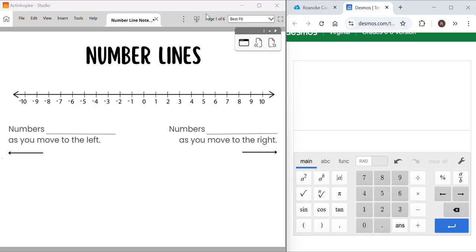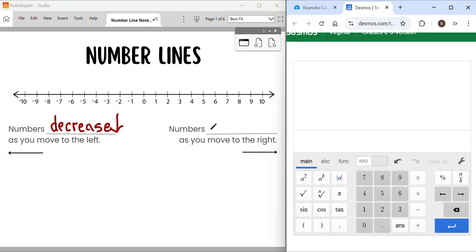So let's start by saying that numbers decrease. Means they go down as you move left. So starting at 0, as you move left, the numbers are going to get smaller. -1, -2, -3. That means -4 is even smaller. -5 is even smaller, and so on.